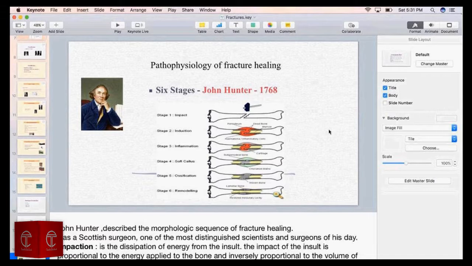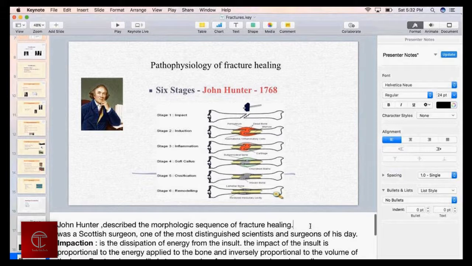Yes, sir. Before John Hunter, that is before 1768, some other scientists had described some parts or steps of bone healing, such as increased vascularity. But he was the most distinguished scientist and surgeon of his day, who described the 6 stages of fracture healing: impaction, induction, inflammation, soft callus, ossification, and remodeling.